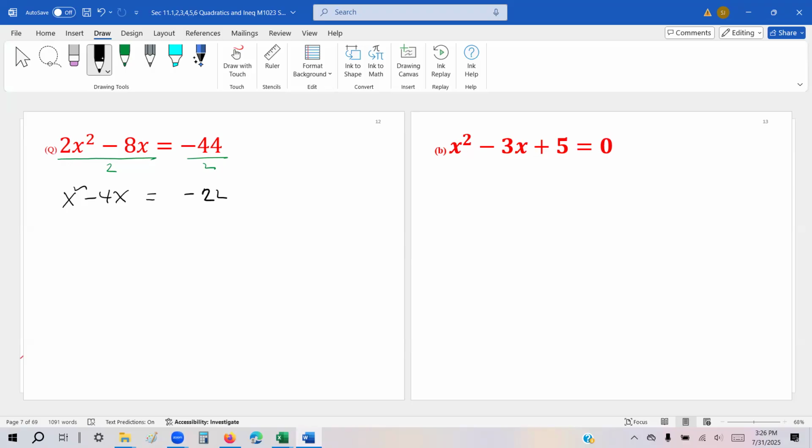The format is half of b will be inside, and minus half of b squared is outside.